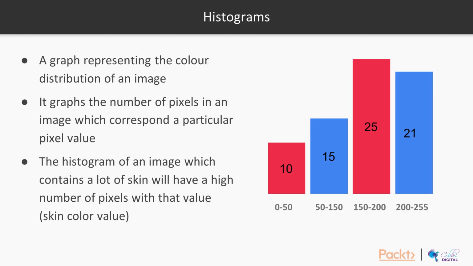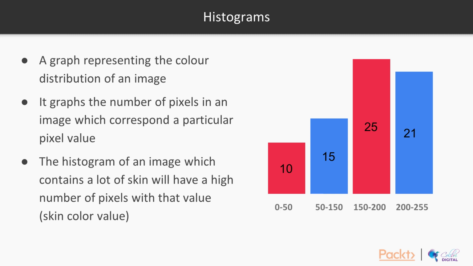So what are image histograms? On a very high level, a histogram is a graphical representation of the color distribution of an image. It plots the number of pixels in an image which correspond to a particular pixel value. Let's turn our attention to the image on the right. Assume we have a grayscale image. If we plot a bar graph of the histogram, it might look something like this.